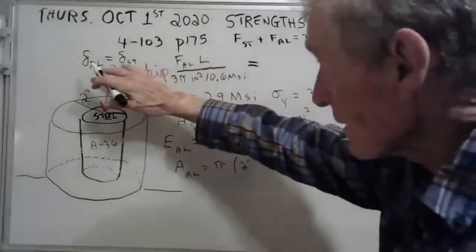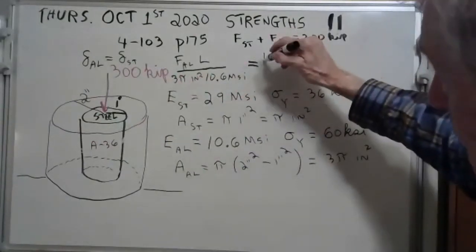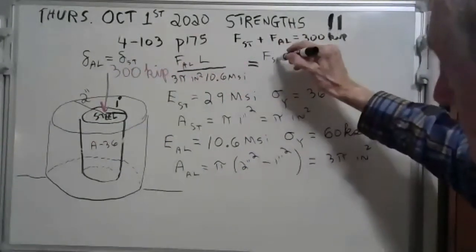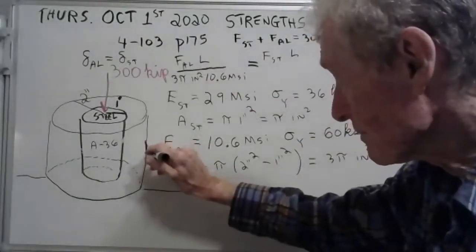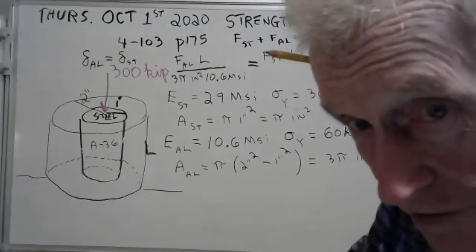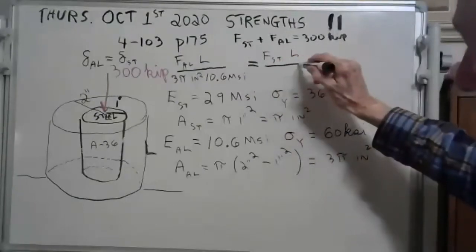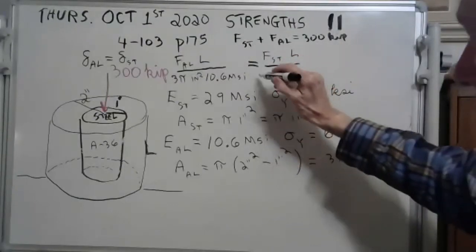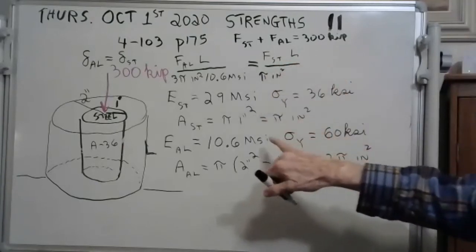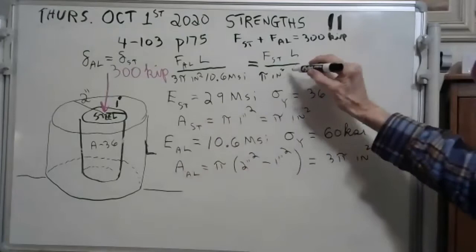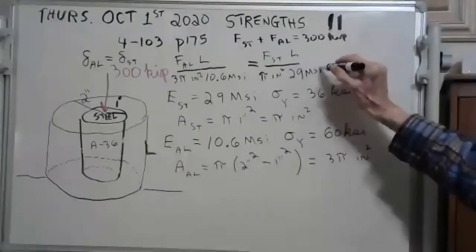That's going to have to equal the deformation of the steel, which will be the force of the steel times the length. See, we're talking about this length right here. I don't know what it is, but it's going to cancel out anyway. Divided by the area of the steel, which is pi square inches, times the modulus of elasticity, which is 29 MSI.